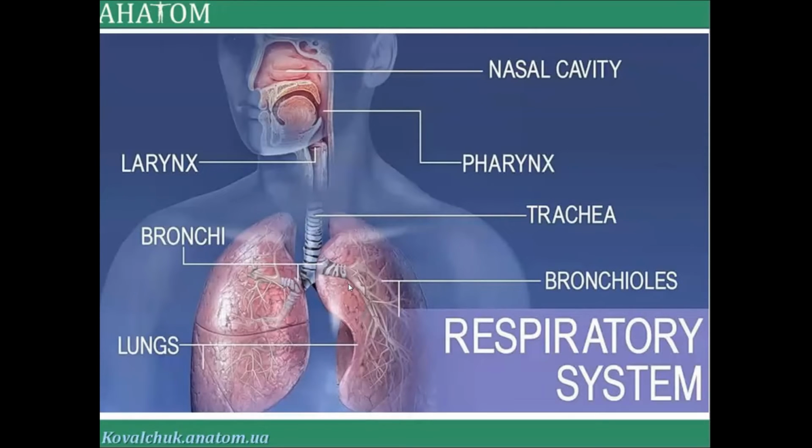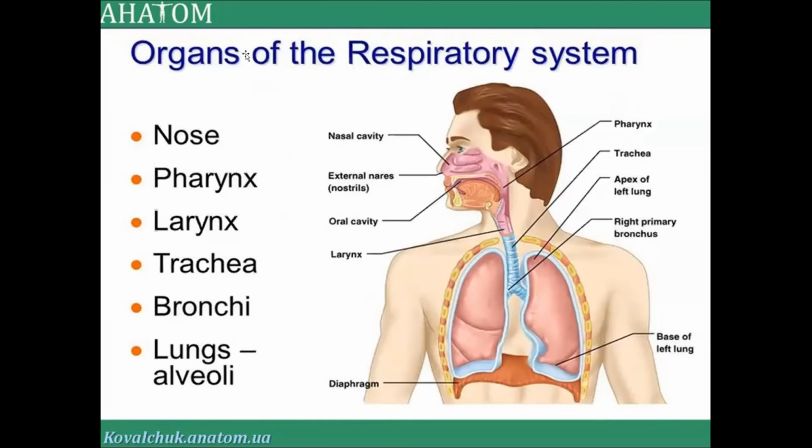Next one, it's 2 bronchus, 2 main bronchus after bifurcation of the trachea, and main bronchus divided into lobar bronchus in lungs. And next one, it's the lungs. And a very important moment, it's the mediastinum. Mediastinum contains organs: nose, pharynx, larynx, trachea, bronchus, and lungs with alveoli. And you remember diaphragm, it's a line between chest and abdominal cavity.